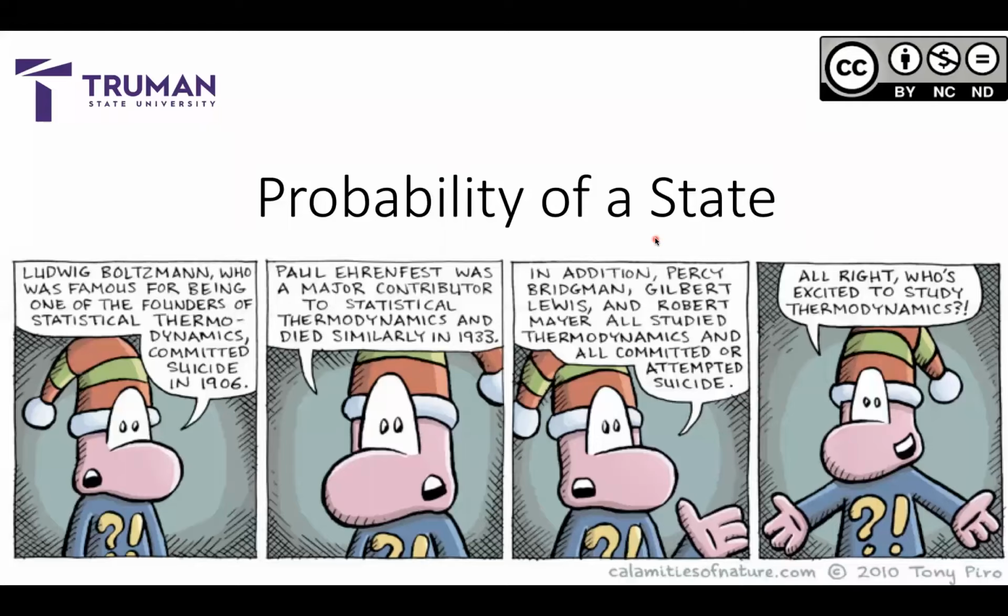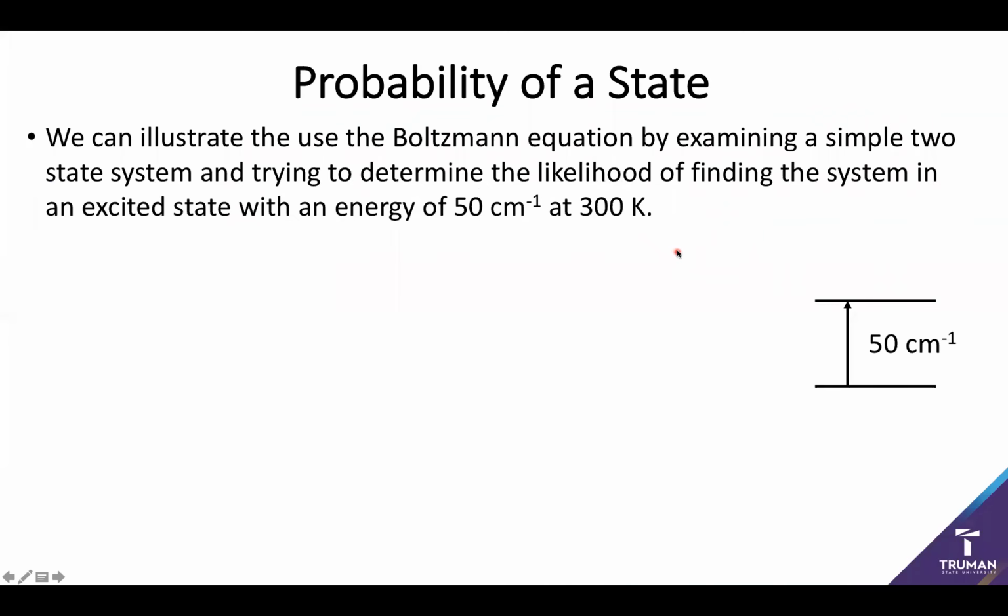So one of the ways we can make use of the Boltzmann equation is by looking at a simple two-state system. All I'm going to be trying to do is determine the likelihood of finding a system in an excited state. So we're going to work this for a set of simple systems. We're going to be looking at a case where my excited state has an energy of about 50 inverse centimeters. If you're not familiar with it, inverse centimeters is a unit of energy that is very commonly used in spectroscopy. So 50 inverse centimeters is essentially right at the bottom end of an IR spectra.